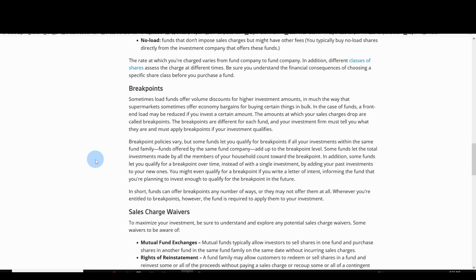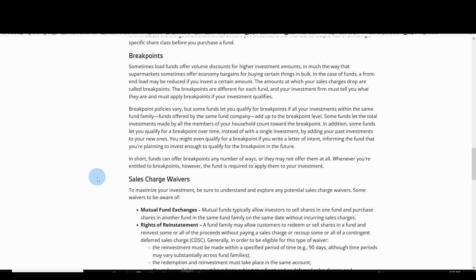Breakpoint policies vary, but some funds let you qualify for breakpoints. All your investments within the same family of funds, funds offered by the same fund company, add up to the breakpoint level. Some funds let the total investments made by all of the members of your household count towards the breakpoint. In addition, some funds let you qualify for a breakpoint over time instead of with a single investment by adding your past investments to your new ones. You might even qualify for a breakpoint if you write a letter of intent informing the fund that you're planning to invest enough to qualify for the breakpoints in the future. In short, funds can offer breakpoints any number of ways, or they may not offer them at all. Whenever you're entitled to a breakpoint, however, the fund is required to apply it to your investment.